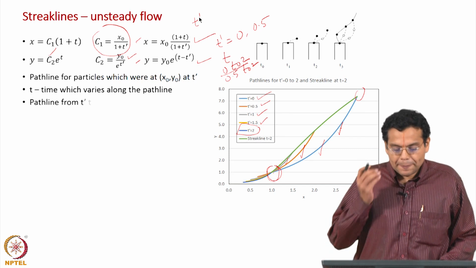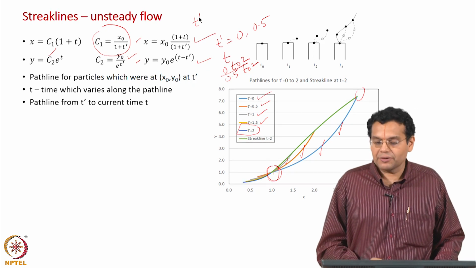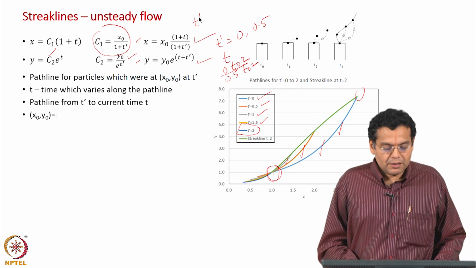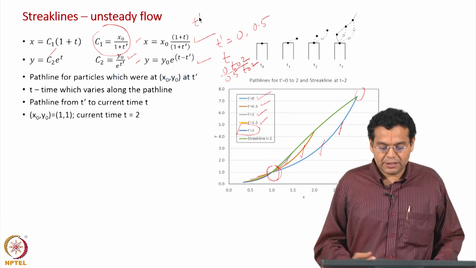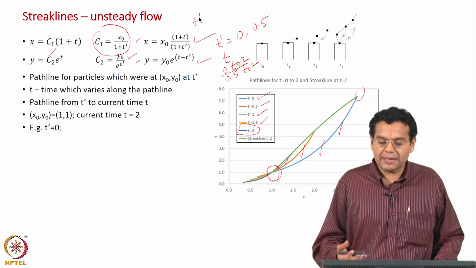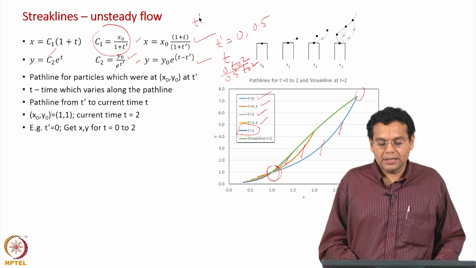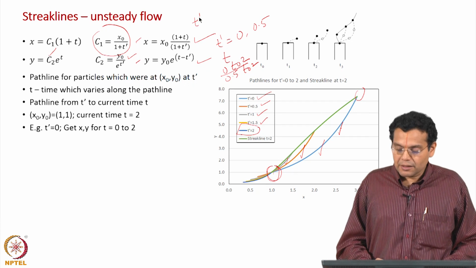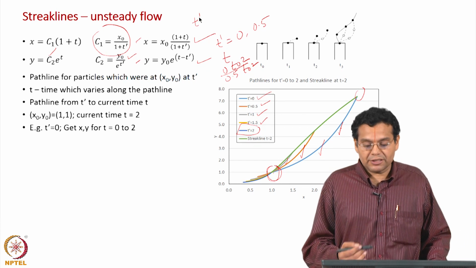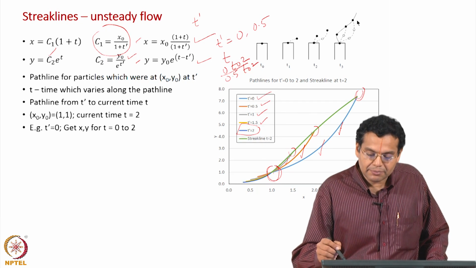Now, we draw path lines from t dash to the current time t, that is what we have done. x naught, y naught is 1 in our case, and the current time is 2 seconds. In the example I have illustrated, for t dash equal to 0, we get x and y by varying t from 0 to 2. Now, how do you get the streak line, which is of our interest? You can join all the end points of the path lines. Please keep this figure in mind.